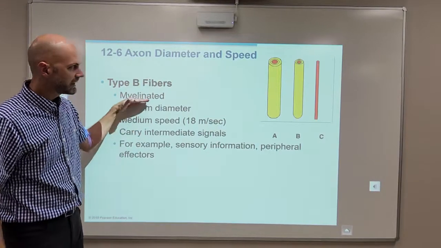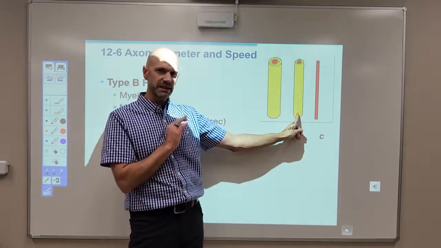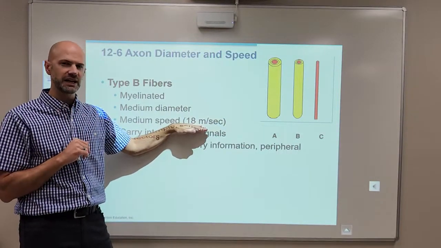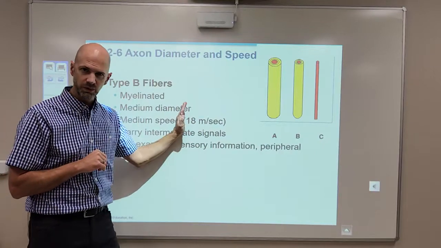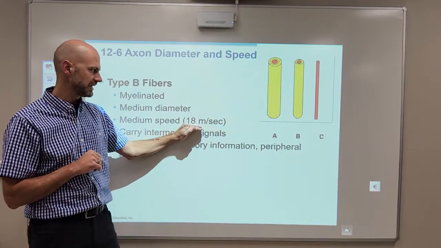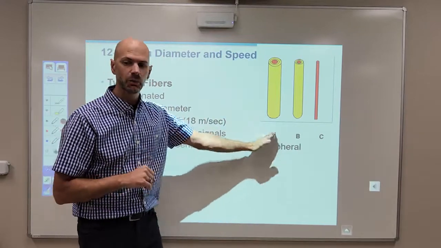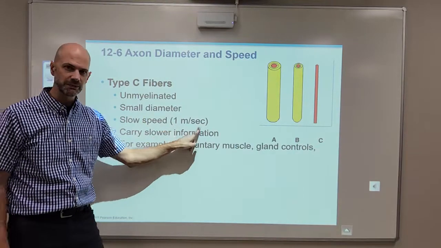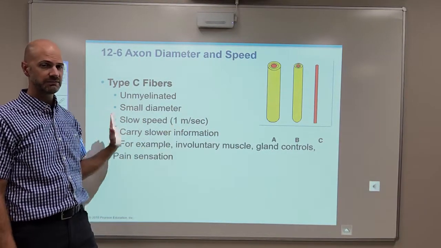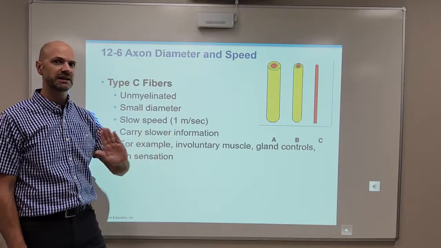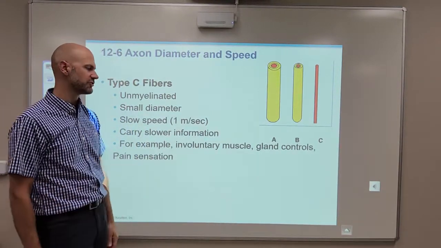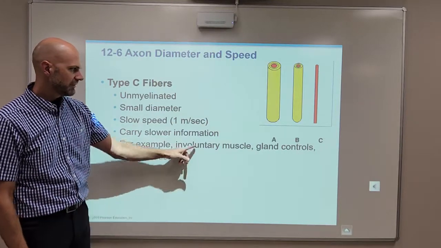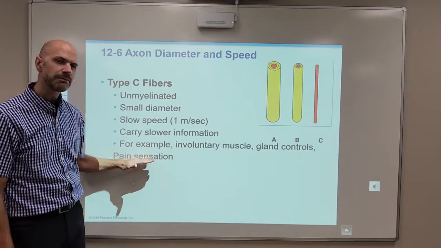B fibers are lightly myelinated, okay? And they have a medium-sized diameter, and they go about 18 meters per second. So we've dropped by about a factor of 10, from about 140 to 18. Okay, so think about 100, 10, and 1. Okay, because the C fibers here, the last one, okay, C fibers are only 1 meter per second. So think about 100 meters per second, 10 meters per second, 1 meter per second. About 10-fold change drop in each of those. Okay, so involuntary muscle, gland controls, and some pain receptors.